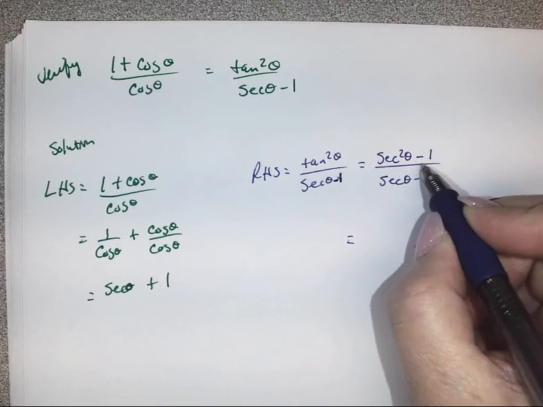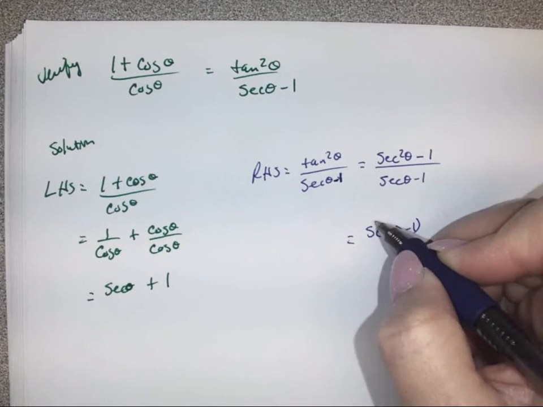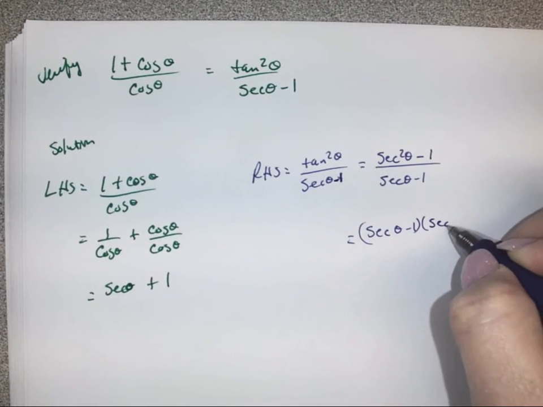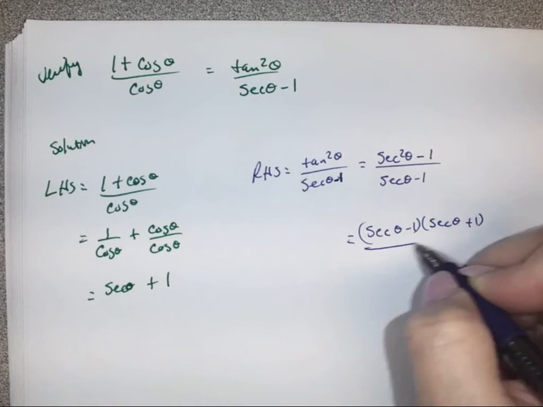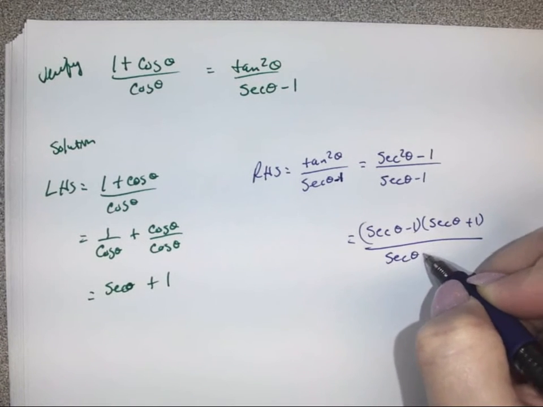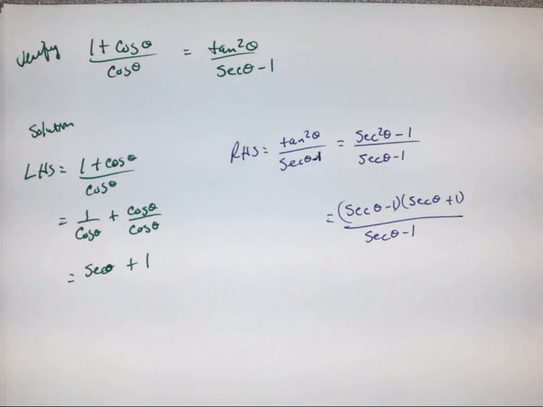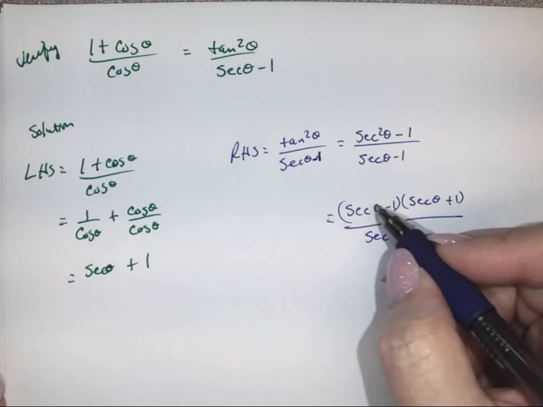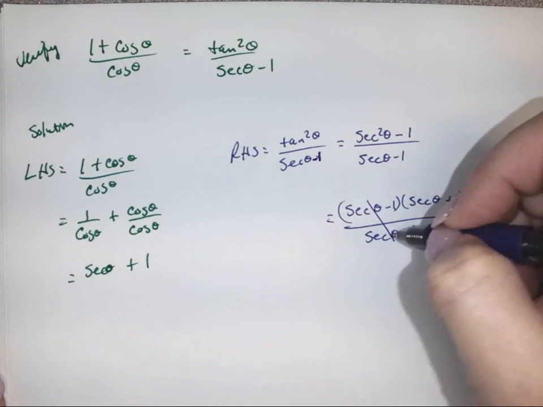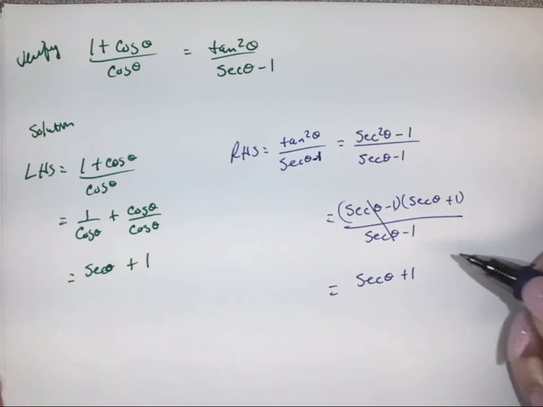This is the difference of squares on the top, so we'll have secant theta minus 1 times secant theta plus 1, all over secant theta minus 1. So this is one of those where we did not change everything into sine and cosine. Now the secant theta minus 1s will cancel, and we end up with secant theta plus 1.